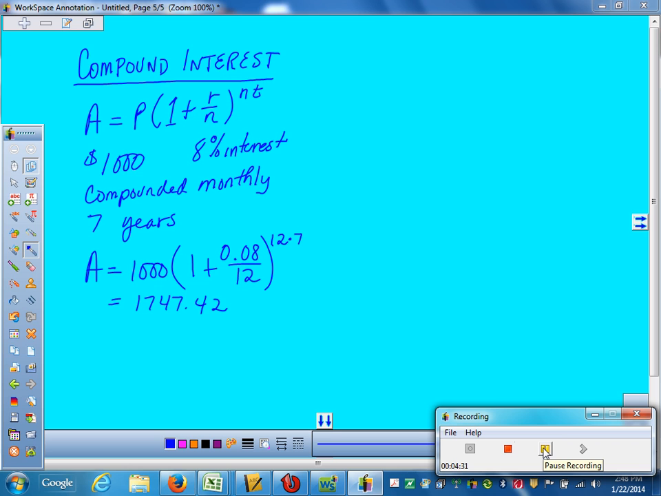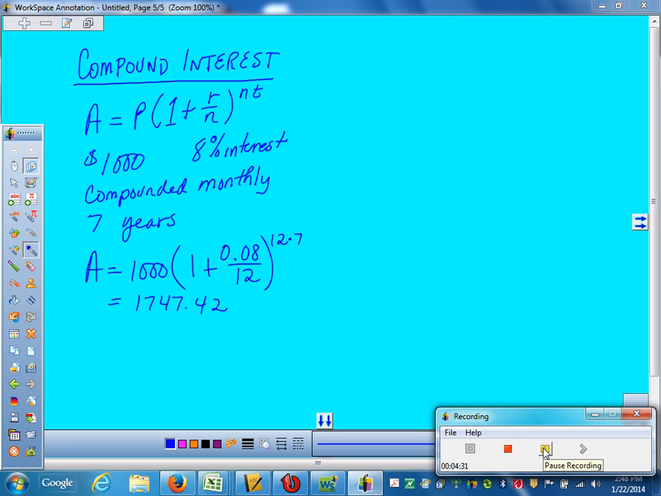In 7 years, how much money did you make just off interest? $747. Now, this assumes you don't take any money out of your account. Obviously, if you take money out of your account, you don't have as much to earn interest on. But, you know, that's what I said. If you can tell me where to get 8% interest, I want to know.